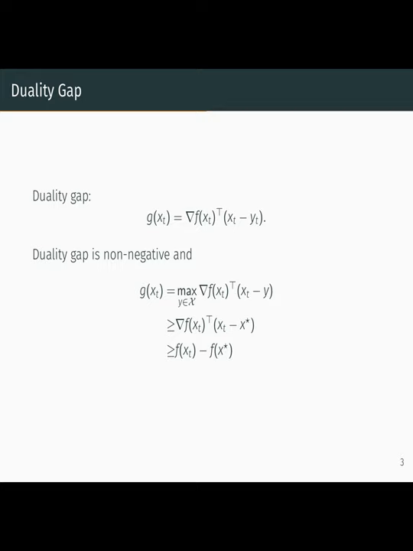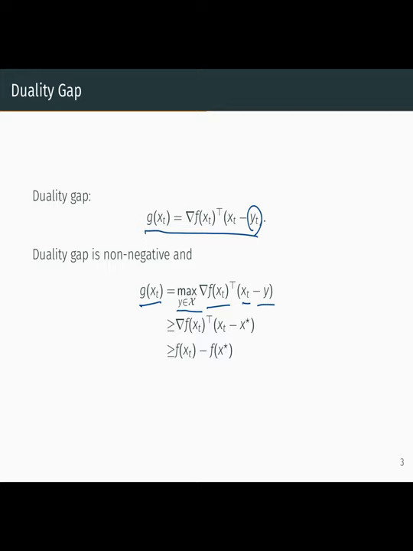Right, so we can consider a duality gap. What is the gap between the current function value and the optimal function value? This duality gap can be measured by this: g of xt is equal to the gradient of f at xt transposed times (xt minus yt), where yt comes from the definition of Frank-Wolfe. Then, from the definition, g of xt is equal to the max over y of the gradient of f at xt transposed times (xt minus y), from the definition of the Frank-Wolfe update rule.